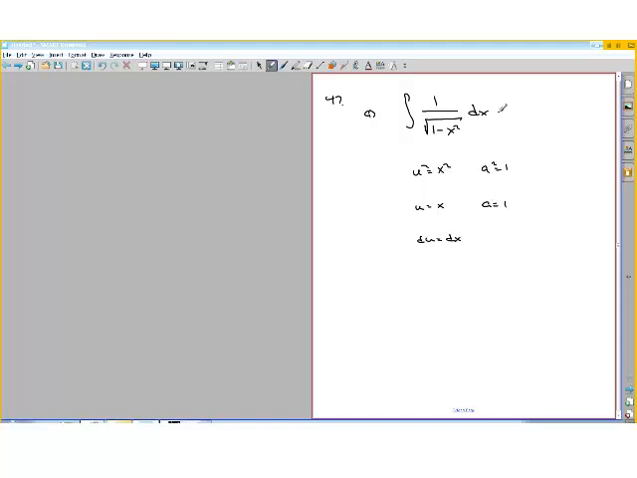And so this can become the integral of du over the square root of a squared minus u squared, which means that you're going to get inverse sine. So yes, you can do that one. The second one is x divided by the square root of 1 minus x squared dx.